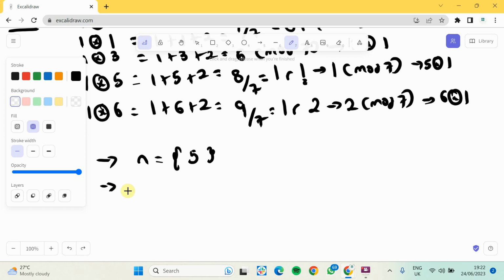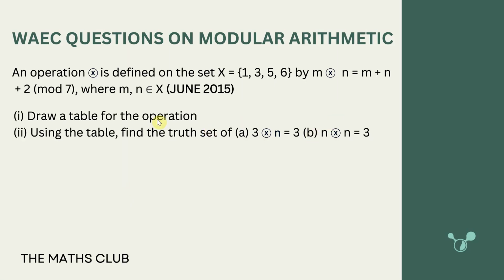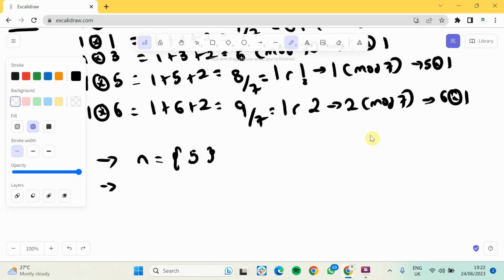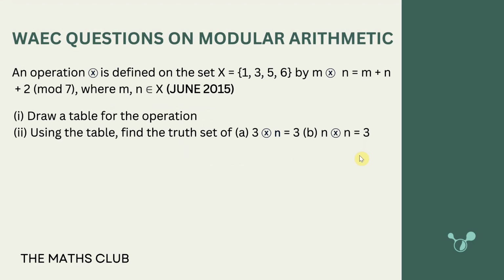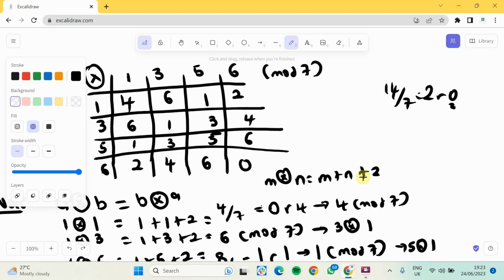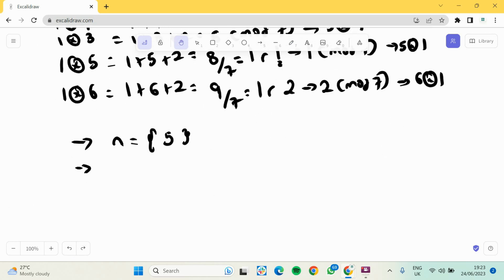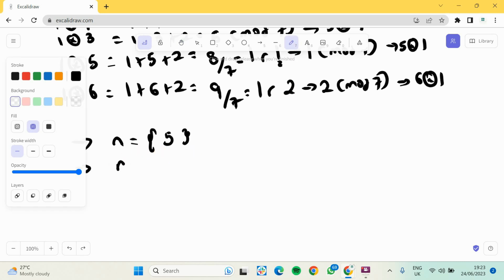So the next question says: find the truth set where n by n is equal to 3. So what multiplies itself and gives a value of 3? Let's look at our table. 1 by 1 gave me 4, 3 by 3 gave me 1, 5 by 5 gave me 5, 6 by 6 gave me 0. You can see that there is nothing that actually gave me 3, so this is an empty set. At the end of the day, our n is an empty set. We did not find any value.